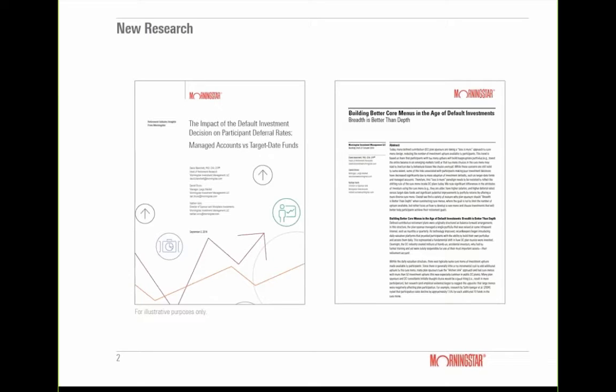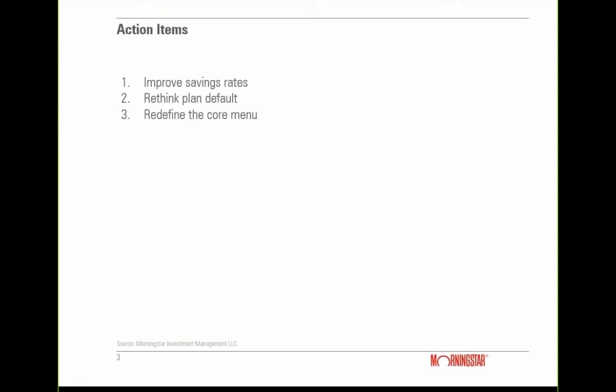Great, thanks, Mike. So today there's really three things we want to recap from the presentation we gave previously. The first are some high-level thoughts on things that you can do as a plan sponsor to improve savings rates. The second is rethinking the plan defaults today given the variety of options out there. And then third, redefining the core menu, just given the fact participants are utilizing defaults more today than ever.